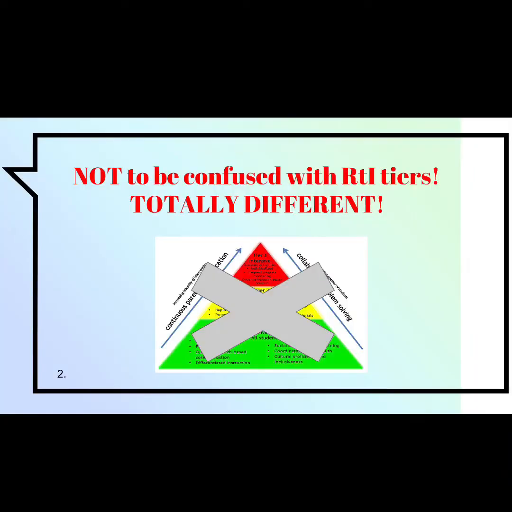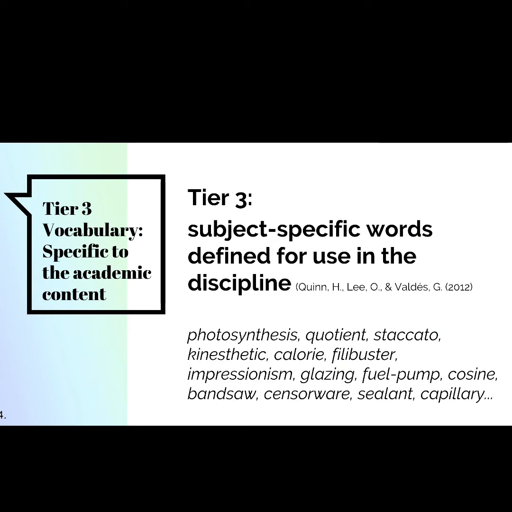So let's get started. As we begin our discussion, it's important for me to point out that vocabulary is classified in 3 different tiers. Those tiers have nothing to do with RTI. We'll begin with Tier 3 vocabulary words. Those are the words most of us already deliberately teach to our students. They are subject-specific words which students need to know to be able to master the content.